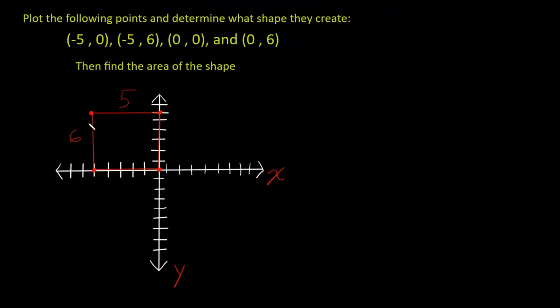Now to find the area, we can just multiply the length times the width, which you know how to do. And we don't know our units here, so we will just say units squared. And this will be 30 units squared, or square units.